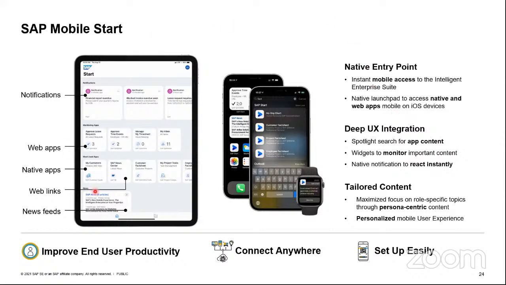So things that you couldn't really do with the Fiori app are available with the Fiori client, with SAP Mobile. So you have notifications, you have groups of apps, most used apps, you can have feeds, all of that is possible. So you have notifications, you have the native apps, you have web apps, you have links, you can put in links, you can get feeds, all of this. As I said, initially available for iOS, but it will be available for Android, I believe, next year.